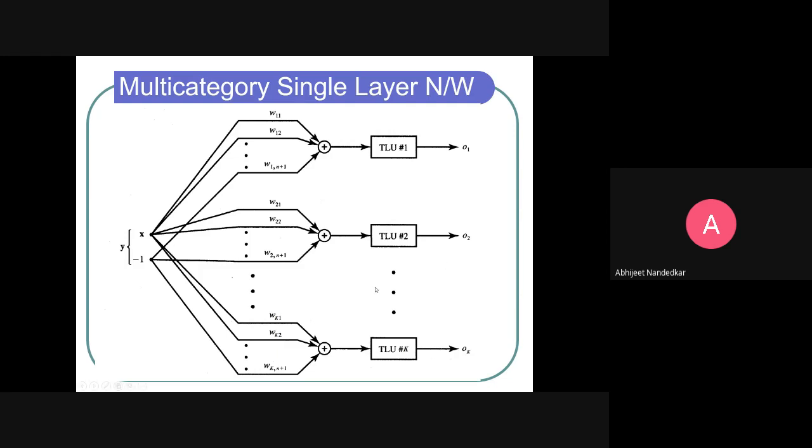Okay, then in the next class we will see multi-category single layer neural network, how to train this using perceptron learning rule. Okay, let us stop here.